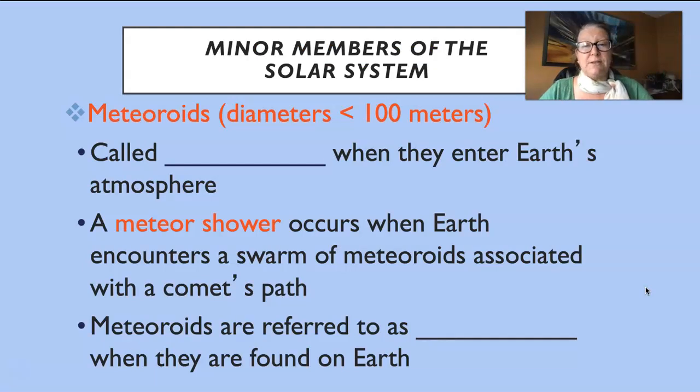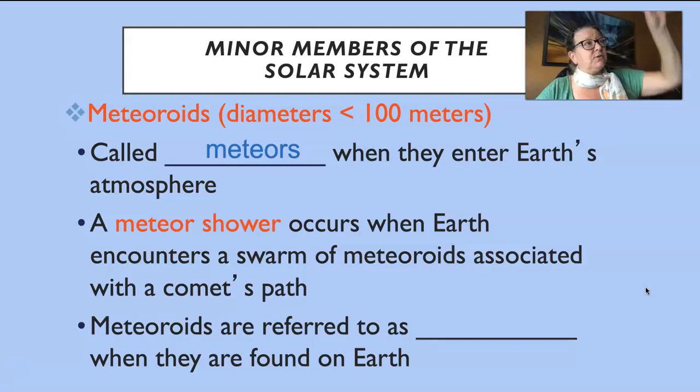Meteoroids are basically just small asteroids. They are less than 100 meters in diameter. When they enter Earth's atmosphere, they're called meteors. And so sometimes you see a flash in the sky, and that's a meteor. Sometimes these are called shooting stars or falling stars, but they're not stars. Believe me, if a star fell to Earth, we'd know about it. These are just little objects that burn up in the atmosphere, and so they glow.